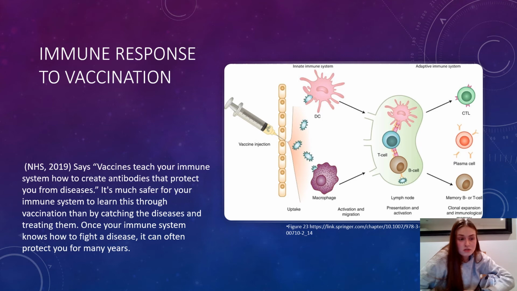Once your immune system knows how to fight off the disease, it can often protect you for many years. The vaccine will only include a weakened or harmless version of the pathogen, implying that the individual is not at risk of acquiring the specified disease. So if the individual becomes infected again with the same pathogen, the body will have the necessary white blood cells to reproduce quickly and destroy it. This is known as immunological memory.